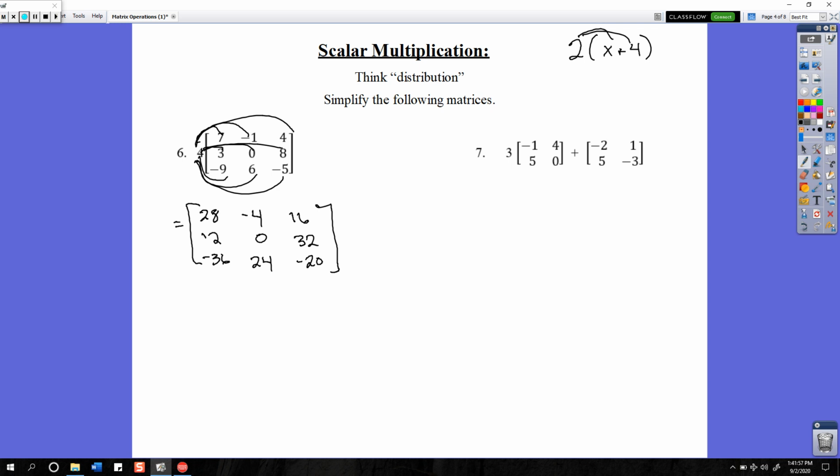Now, looking at number 7, we can combine those two concepts we just talked about. I have that 3 out front of the first matrix, and then I have addition. So first, let's take care of that 3. I'm going to distribute that to everything inside. So 3 times negative 1, 3 times 4 is 12, 3 times 5 is 15, 3 times 0 is 0. Now I'm just going to rewrite that second matrix.